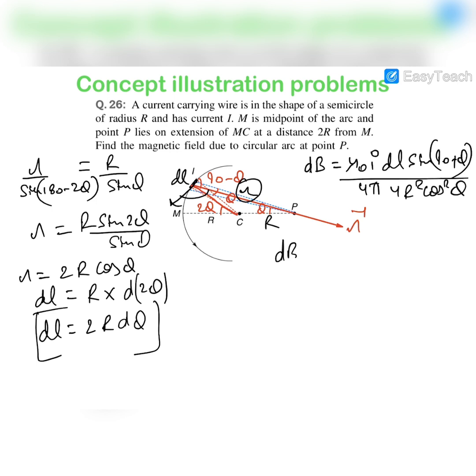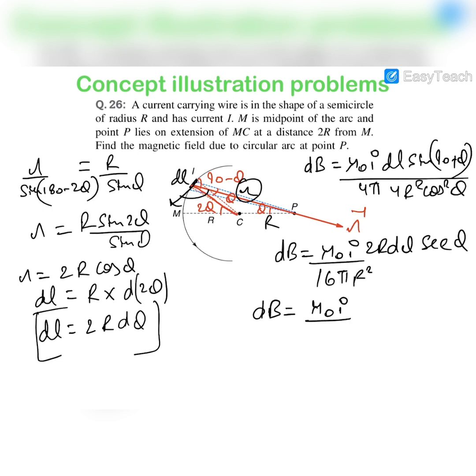So dB will be equal to mu naught I by 16 pi R square, and dl is 2R d theta, and this is cos theta, so it would be sec theta. So dB will be equal to mu naught I by 8 pi R and sec theta d theta.